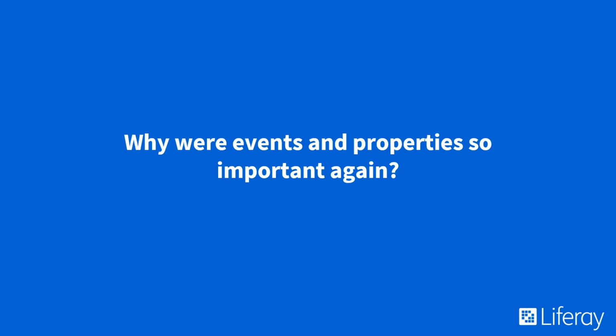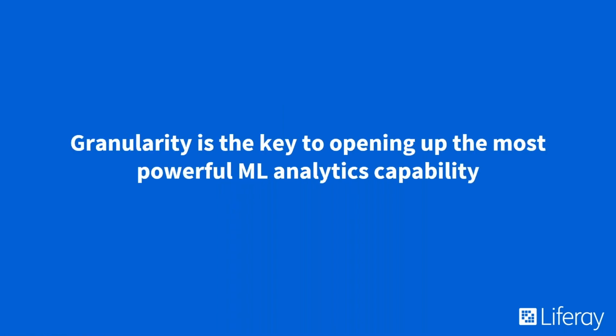So why were events and properties so important again? Because of the granularity in that data, and having unstructured data. You may have relationships within the data that you're sending with your events and properties. It tends to be maybe an email address is the identifier, or an ID number. But apart from that, the rest of the properties, the events themselves, are going to be completely unrelated. So they have no structure.